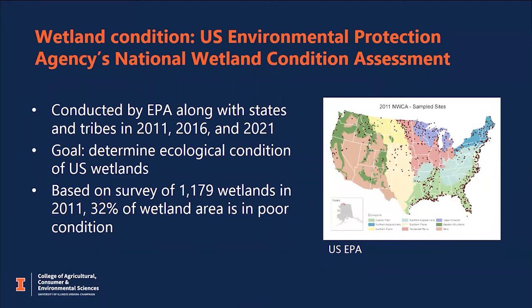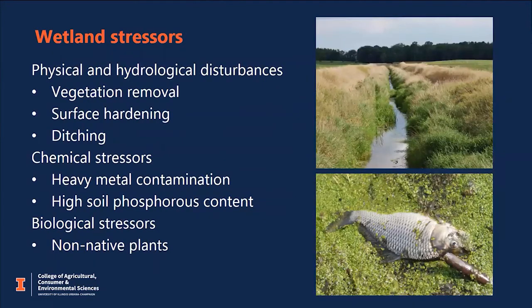And they identified a number of stressors that are impacting US wetlands. Many of those included physical and hydrological disturbances to the site. For example, vegetation removal, such as tree clearing, activities that harden the surface, like deposition of fill material in those wetlands, or soil compaction from industrial activities, and hydrological modifications on site, like ditching, which was draining or partially draining a lot of these wetlands.